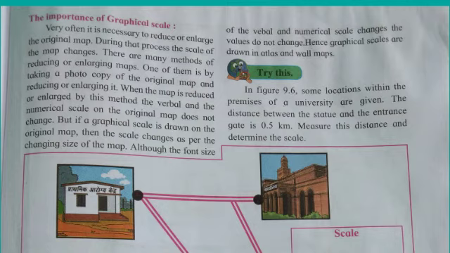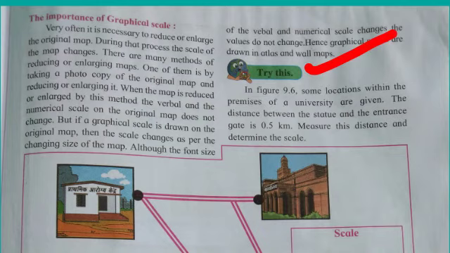When the map is reduced or enlarged by this method, the verbal and the numerical scale on the original map do not change. But if a graphical scale is drawn on the original map, then the scale changes as per the changing size of the map. Although the font size of the verbal and numerical scale changes, the value does not change. Hence, graphical scales are drawn in atlas and wall maps. We can find this kind of map in university premises or in college premises.